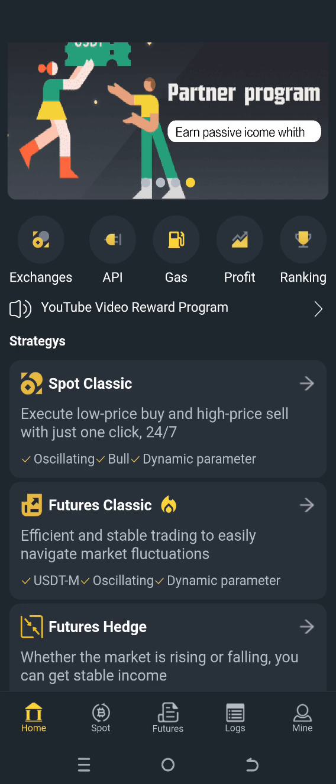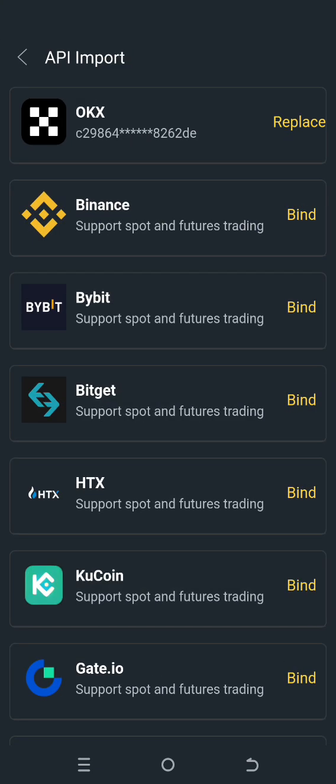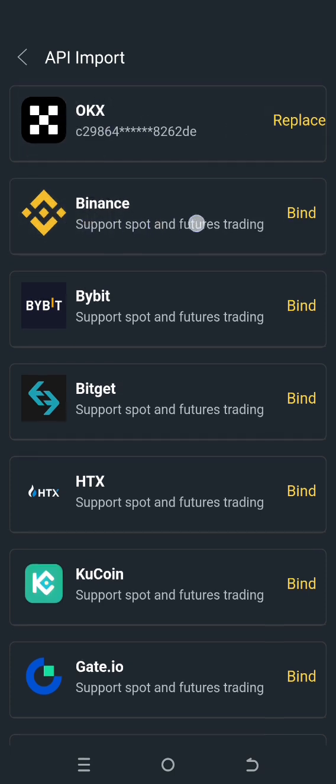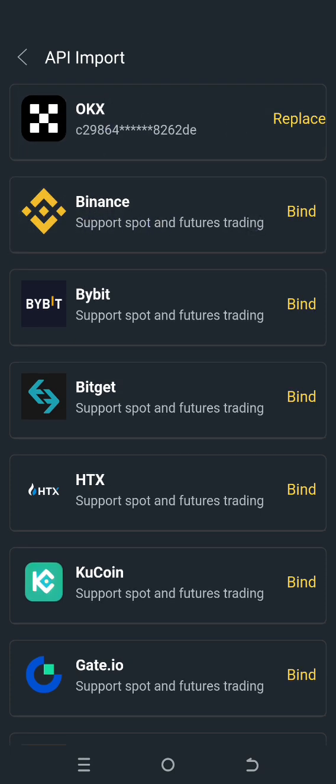Then we come back to the next page, which is the API page. The API page is where you're going to do your binding. Now, if you don't know how to do binding and you want to bind maybe OKX or Binance, please check the video in this YouTube channel. I have 2 videos on how you can bind Apollo bot with OKX or bind Apollo bot with Binance. Please check them there and bind your Apollo bot with the exchange you want.